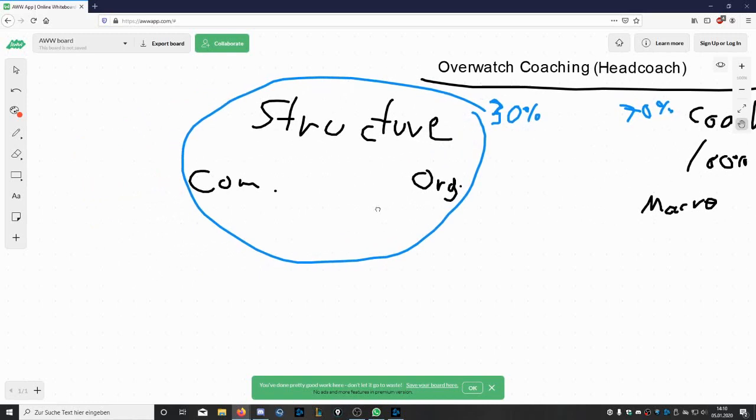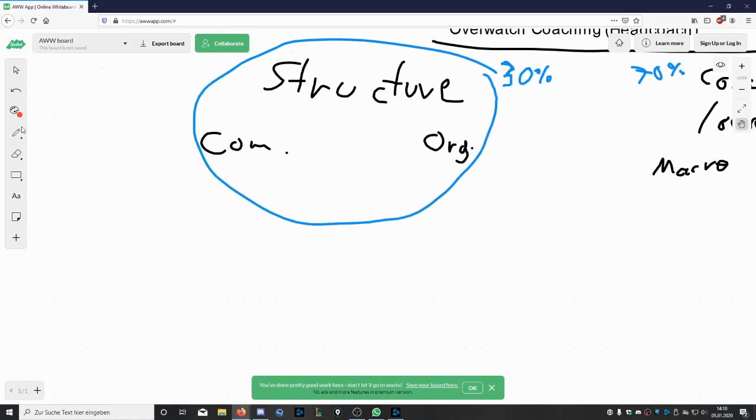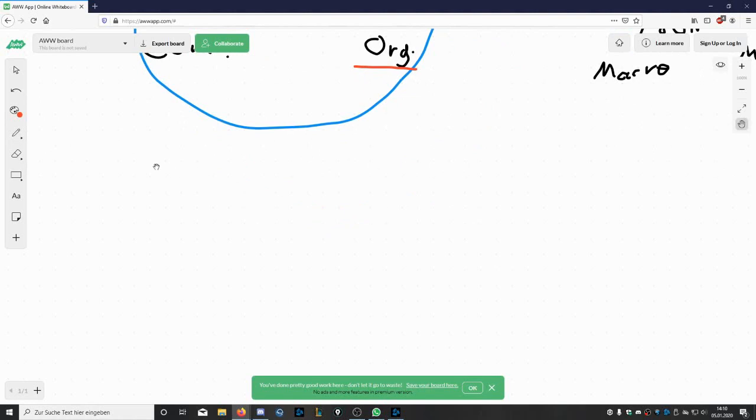This time we will talk about the structure side and more in depth about organization. So how can you organize a team in a constructive way? Obviously these are all just my opinions, so I'm pretty sure there is more than one way to organize a team effectively, but this is basically how I think a team should be organized or structured.